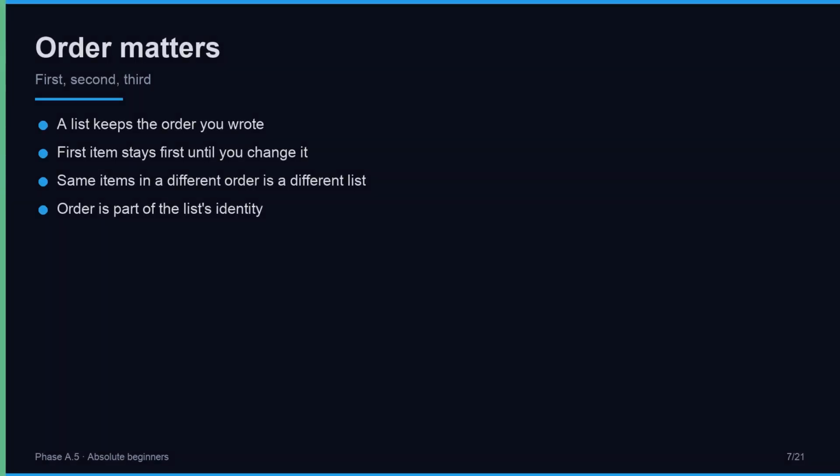Order matters in a list. Apple, banana, cherry is not the same list as cherry, banana, apple. They have the same items, but the order is different, and order is part of what makes a list a list. When you write a list, Python remembers exactly the order you typed. The first item stays first. The second stays second. This matters because many real collections have a meaningful order, a queue, a chain of steps, a timeline of events. Order is part of it.